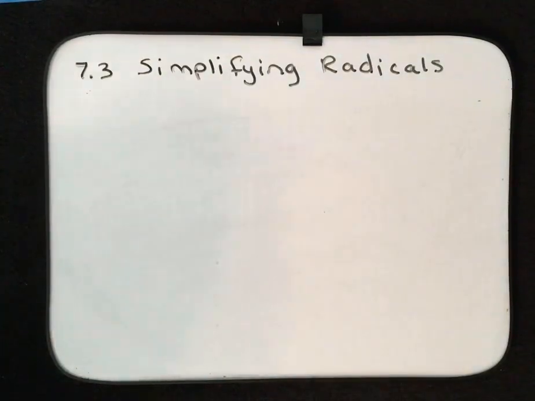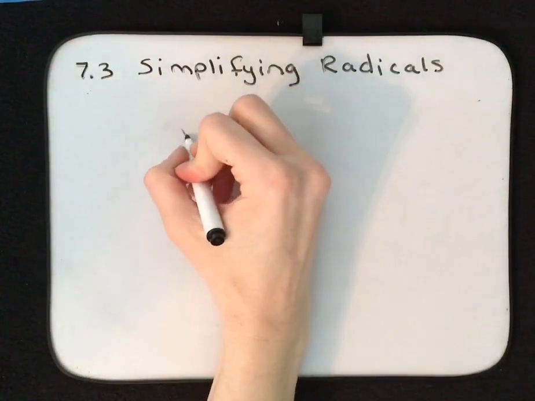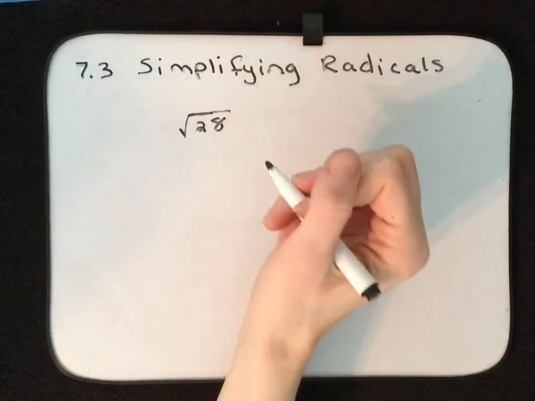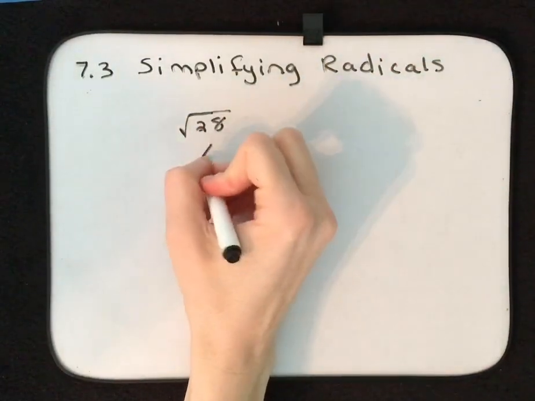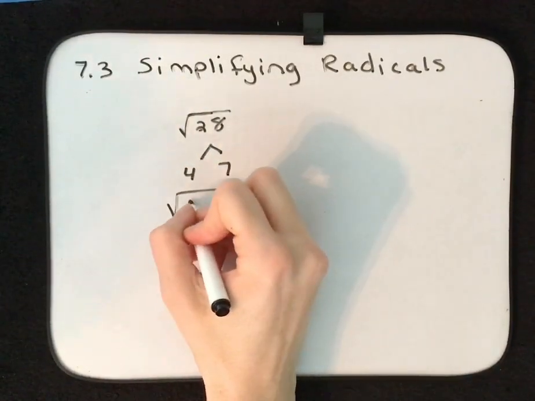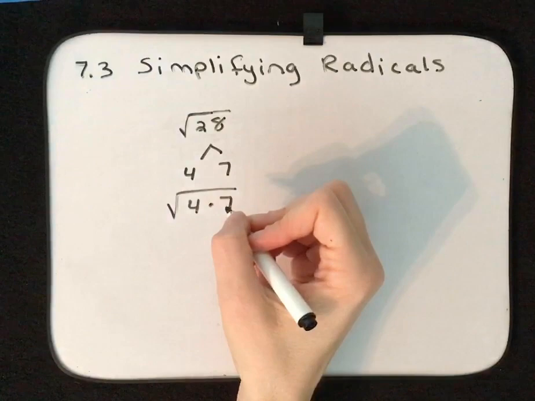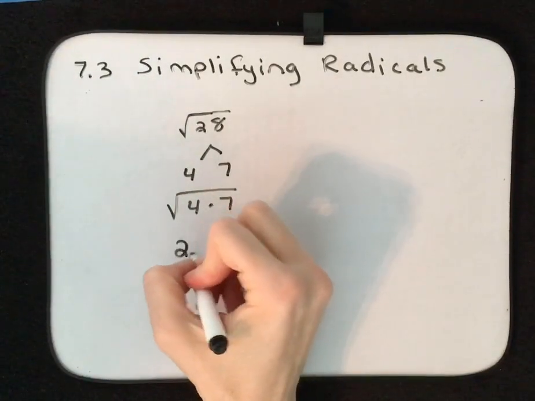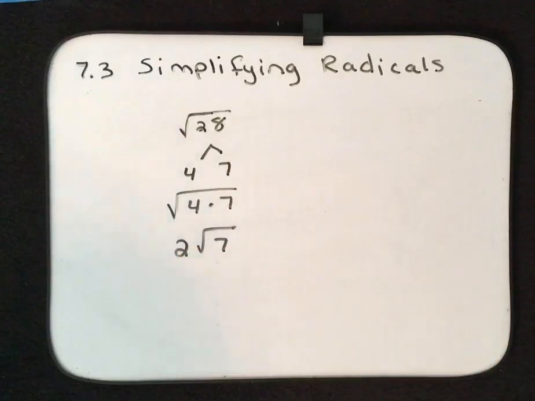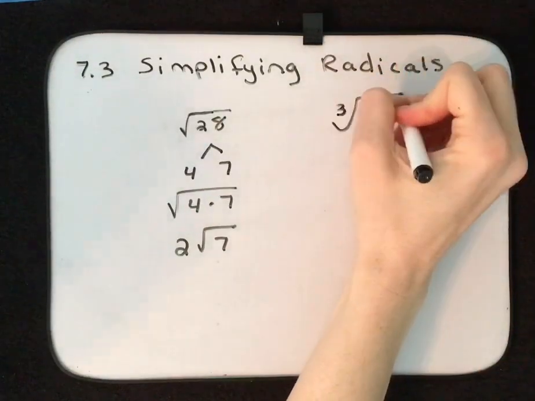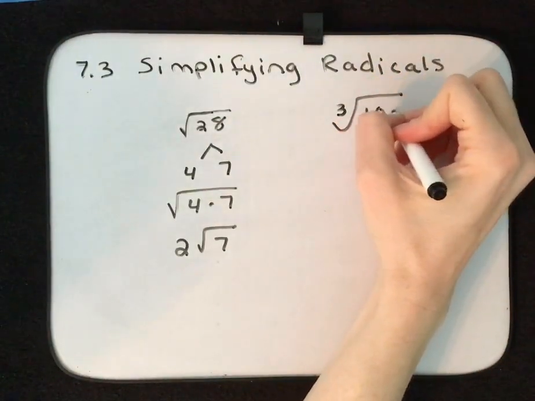Let's look at one that doesn't work out perfectly. So maybe we have the square root of 28. Well, 28, we can break that down. 28 is 4 times 7. So that means we have the square root of 4 times 7. Well, the square root of 4, I can do that. The square root of 4 is 2. But the square root of 7 isn't a perfect square, so we're just going to leave that as 2 root 7. Same idea. Let's look at the cube root of 108.